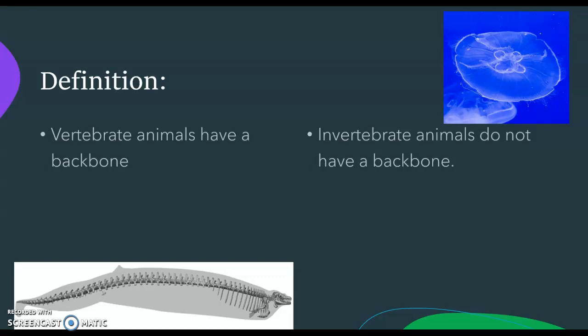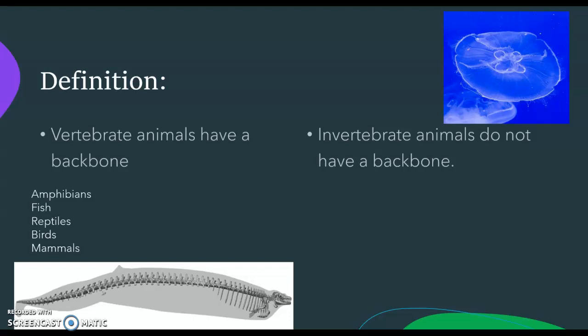A vertebrate animal has a backbone, as you can see in this model of an extinct dinosaur. Long backbone right down, all the way down to the tailbone. They are consistent with amphibians, fish, reptiles, birds, and mammals.